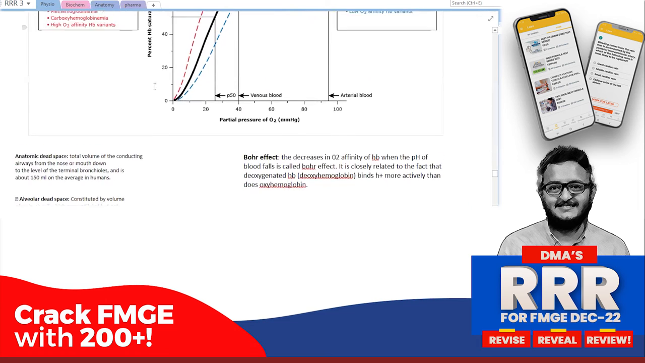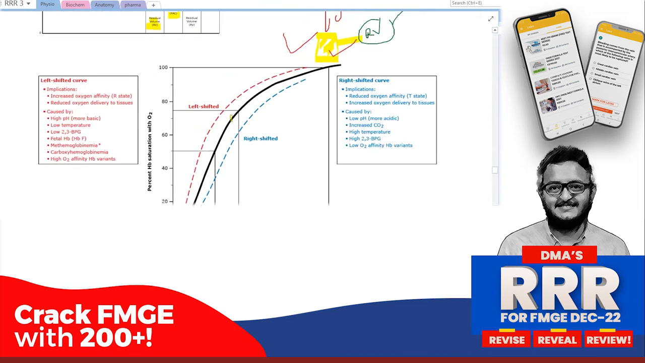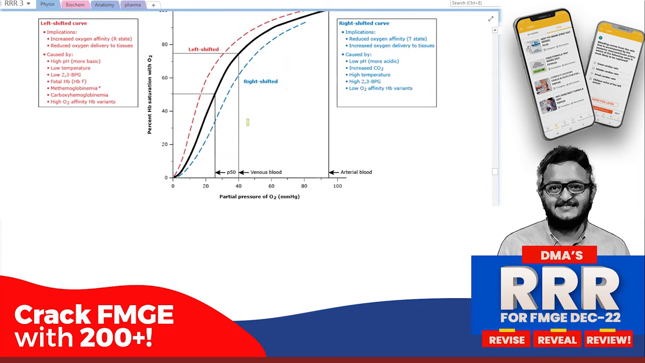Let me just select it properly. Just a minute. Okay, so let me just show you. This is a hemoglobin and oxygen association dissociation curve. Now see our hemoglobin. Hemoglobin is really very smart.